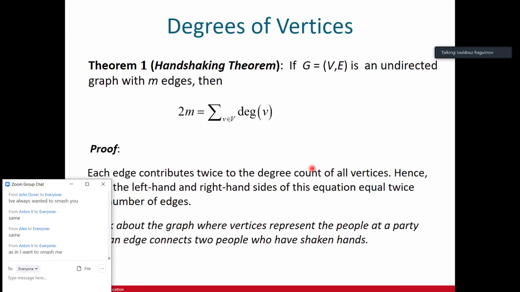Why is it called the handshaking theorem? You may think about a graph where vertices represent the people at a party, and an edge connects two people who have shaken hands, or touched elbows during coronavirus. If two people shake hands, right? By the way, if all the people at the party shake hands, what will be the total number of handshakes?